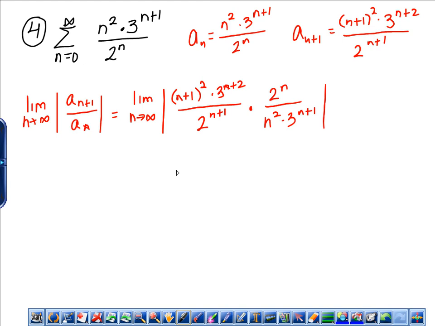Now we have to do the algebra of actually simplifying it. So this is now going to be the limit as n approaches infinity. You have to keep writing this. You can't just leave this off. This is part of every single step.